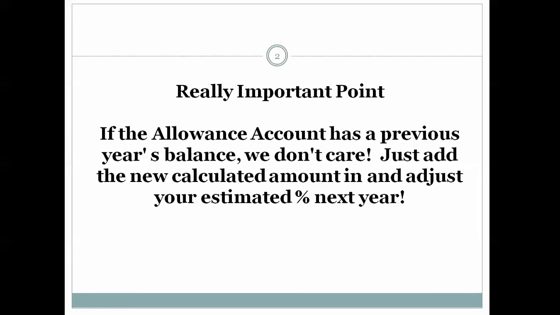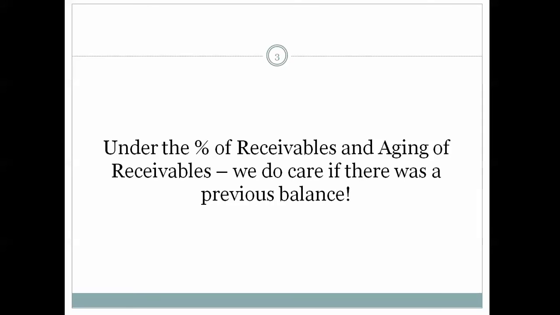And we did not care if there was a balance in the allowance account. We would just simply apply that percentage to our credit sales totals, and we would add that to the allowance account. If we were off by too little or too much, in the next years we would adjust the percentage to more accurately reflect the percentage of sales that we would not collect, but we would not care what was the balance in the allowance account.